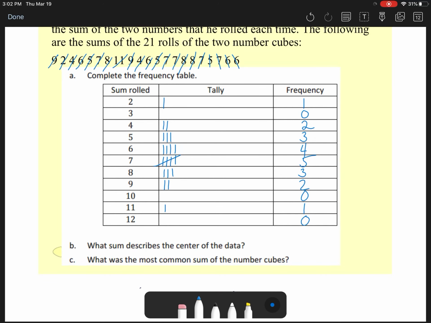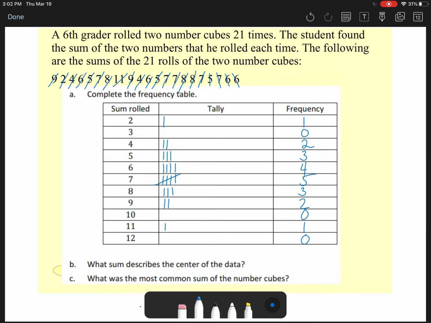What sum describes the center of the data? Okay, so it tells us here, so we don't have to actually add up the frequency. There were 21 rolls, so that's the total. And if we add the frequency, we should get a total of 21.